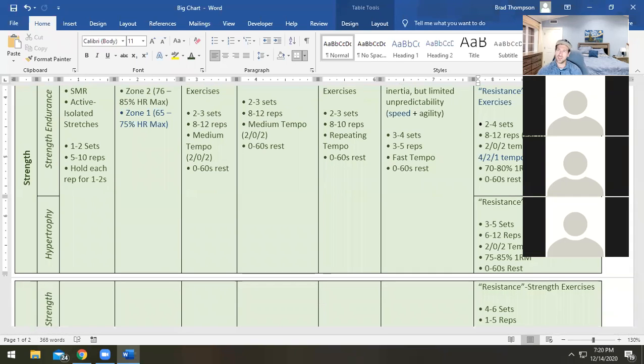Do you have any questions about that, Charlie? Or anybody else? Anybody confused on strength endurance?